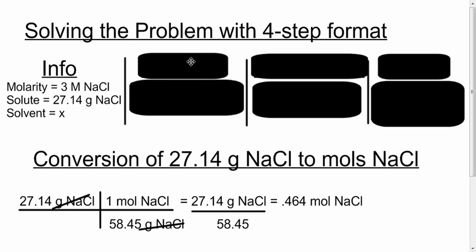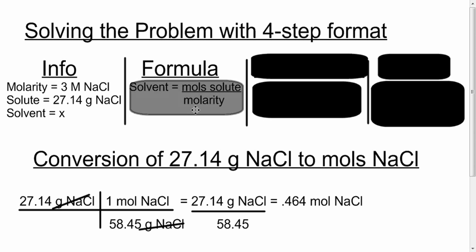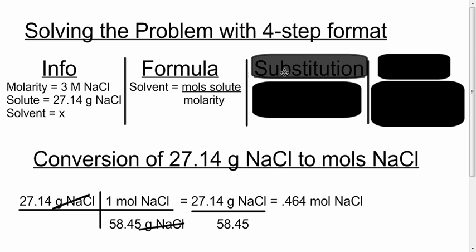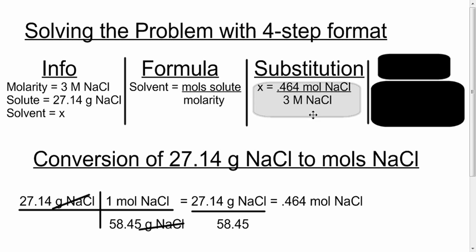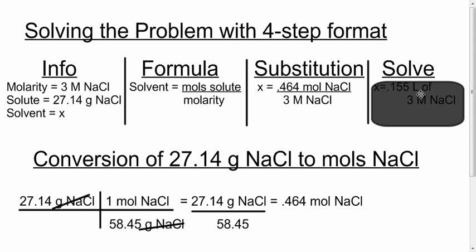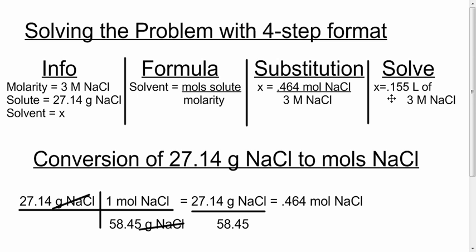And the next step is to find the formula. We just solved that on the previous slide. It's volume of solvent equals moles solute divided by the molarity. Then I would substitute in. I'm going to substitute in this moles here for the moles solute instead of the 27.14 grams, and divide that by 3. When I've divided that by 3, I will have solved my problem, and that's 0.155 liters of 3 molar NaCl solution.